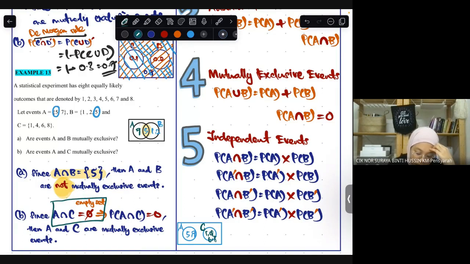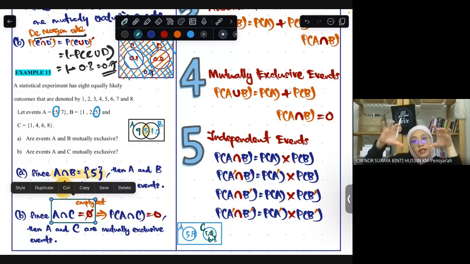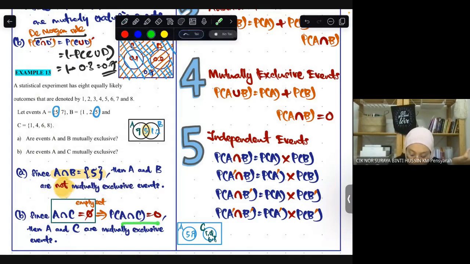There is no intersection. So you can write down your conclusion like this: since they are an empty set, the intersection between event A and event C is nothing. Therefore, the probability is nothing. Therefore, the probability is 0, just write it down. And then A and C are mutually exclusive events. So that's the difference.